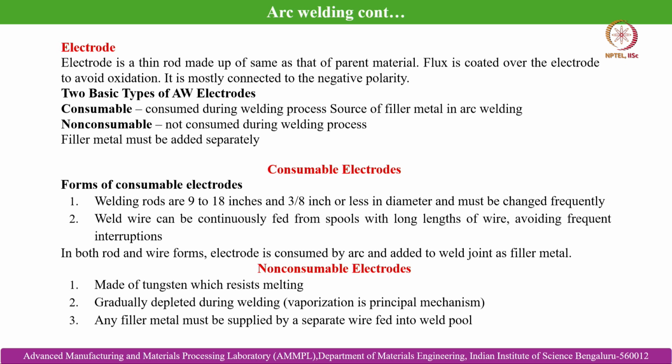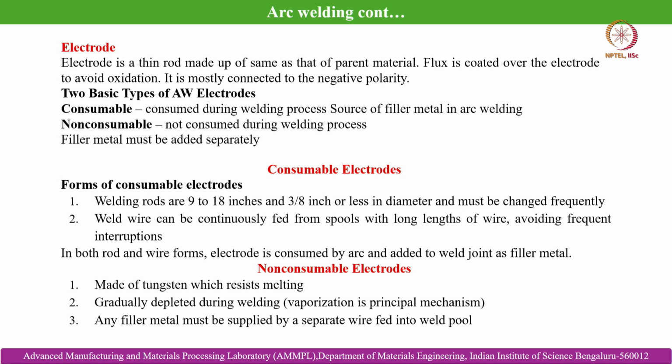The benefit is that it is not consumed during welding, and there is greater control on the generated arc. In the case of a non-consumable electrode, they also get depleted over periodic welding processes because of vaporization. Even though they do not experience melting and deposition in the weld joint, because of vaporization there is a loss of electrode material over a long period of time. Any filler material can be supplied in this case by a separate wire feeding mechanism, which is fed into the weld pool.